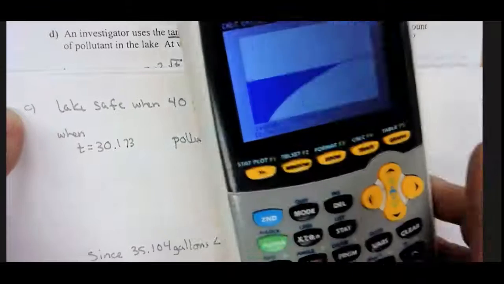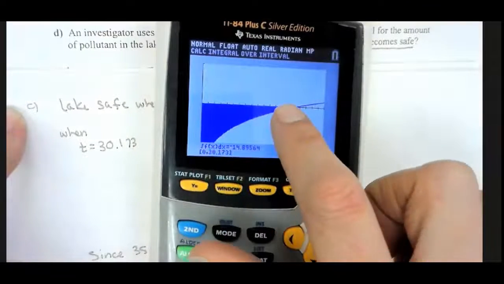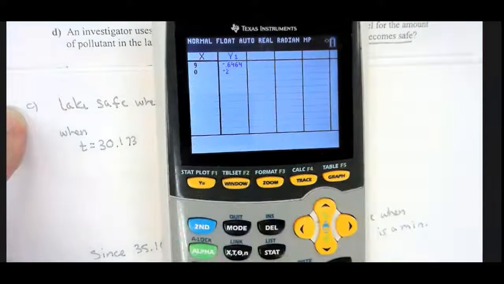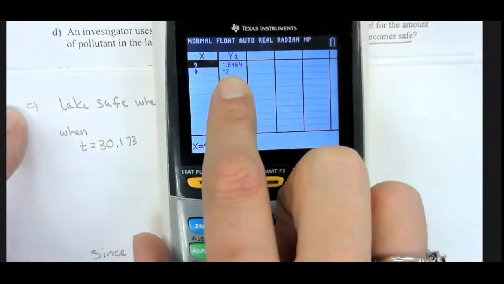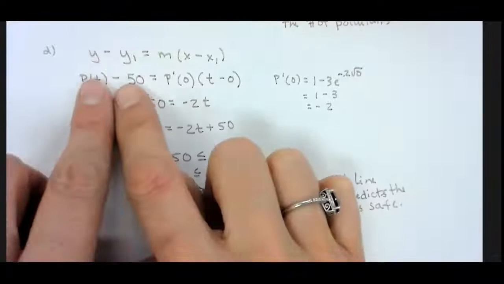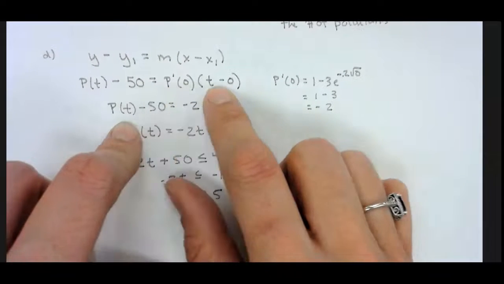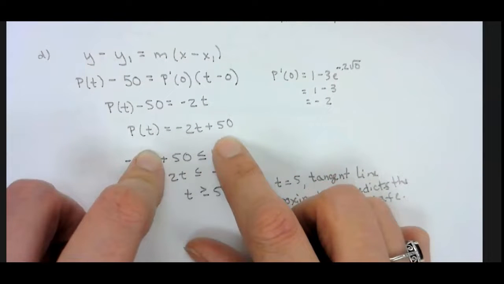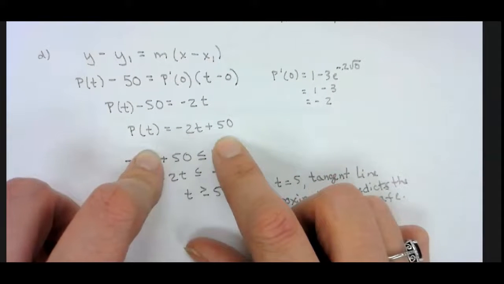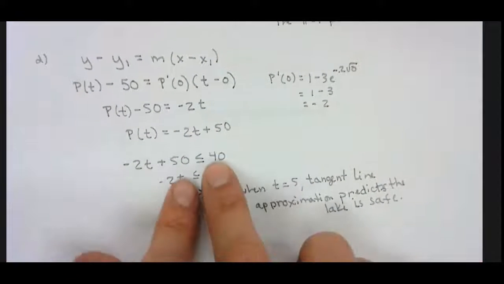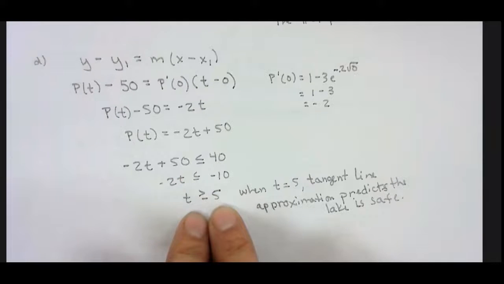Perfect. So now if this is P prime, I'd go to my table and get 0, which is negative 2. So P prime of 0 is negative 2. So that's y minus 50 equals P prime of 0 times t minus 0. So then you get P of t equals negative 2t plus 50. And then we know that the pollutant needs to be 40. So you'd make it less than or equal to 40, solve for t, and any time after 5 days.